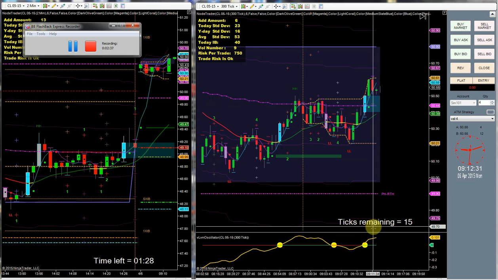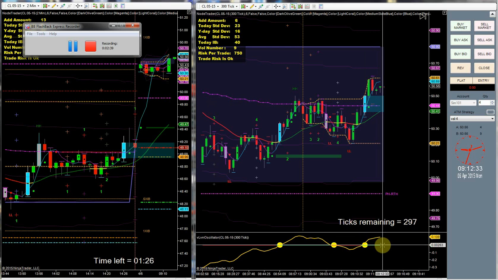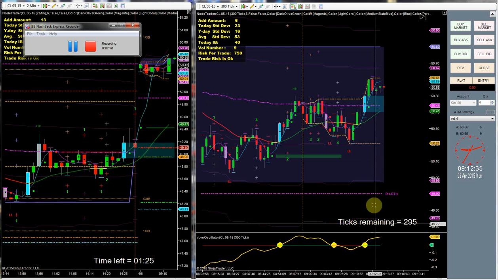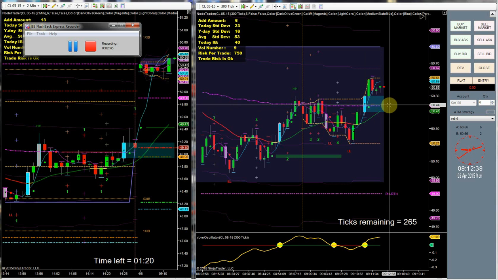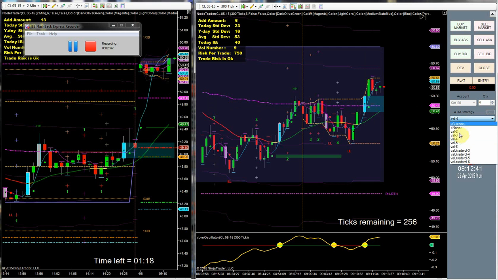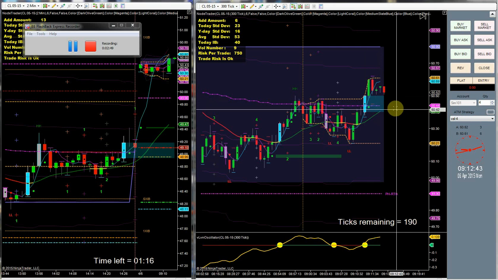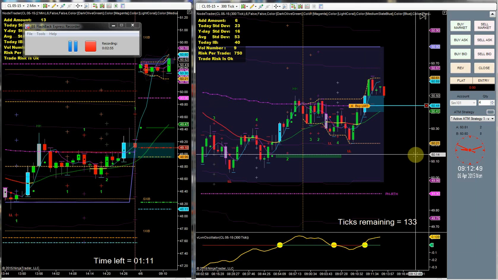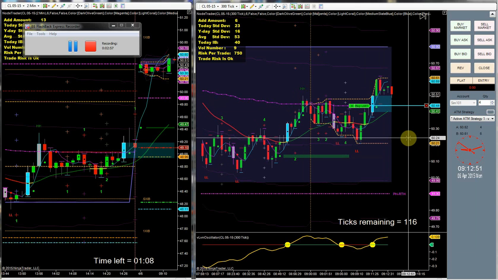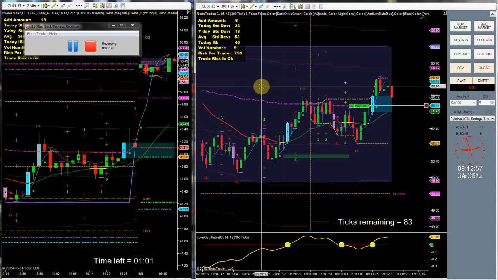Low volume node oscillator is above the 0 line. So everything looks good for a long trade if we can get the market to come down to it at this point. Order pending. Alright, let me pause it and I'll be back with you guys shortly.